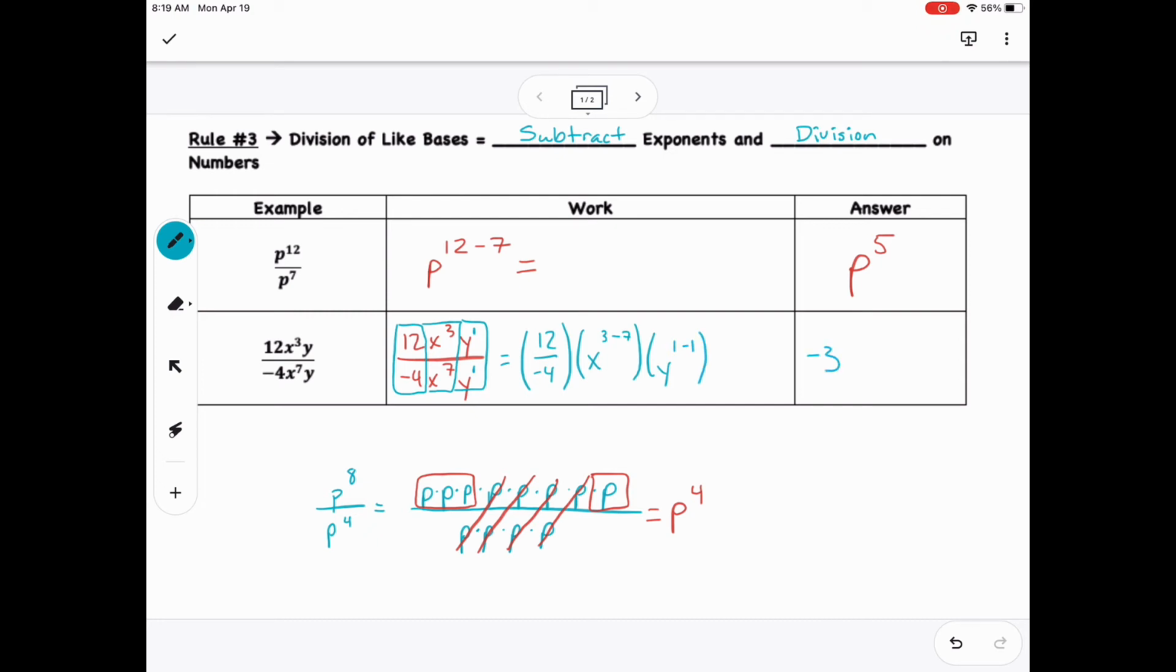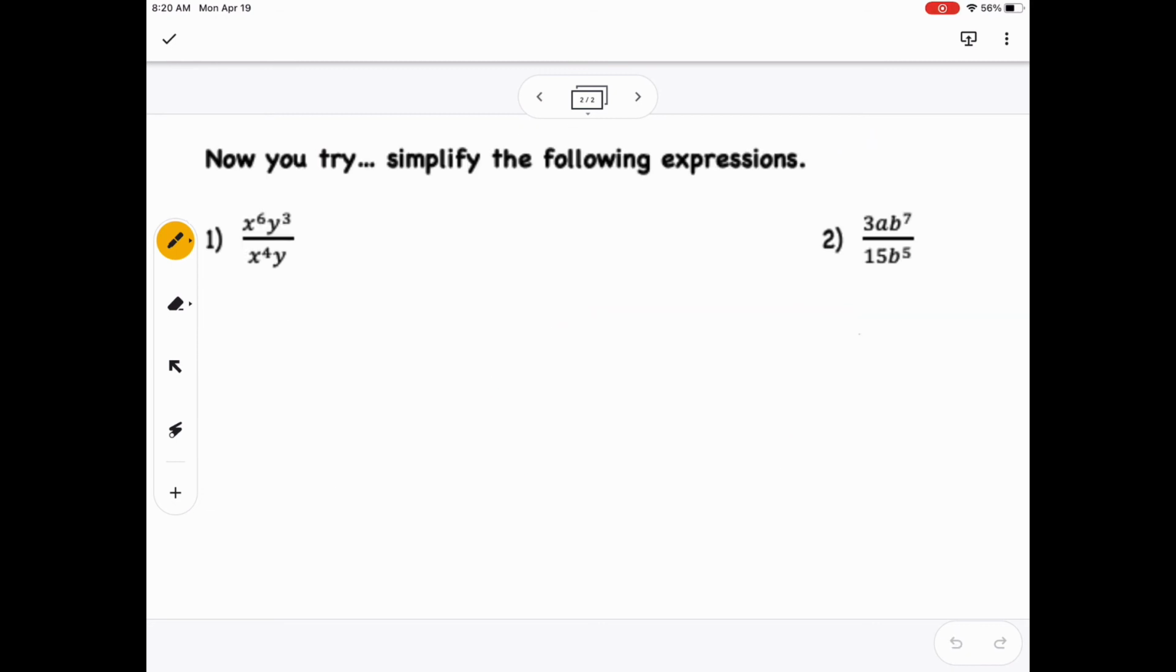So 12 divided by -4 is -3. X to the 3rd minus 7 is -4. And then 1 minus 1 is 0. Now, when we have a negative exponent, that'll be something we'll talk about with rule number 5. But for right now, we'll leave it as -4. When we have something to the 0 power, that actually deals with what we're going to talk about in the next video, rule number 4. Okay, so we'll talk about it then.